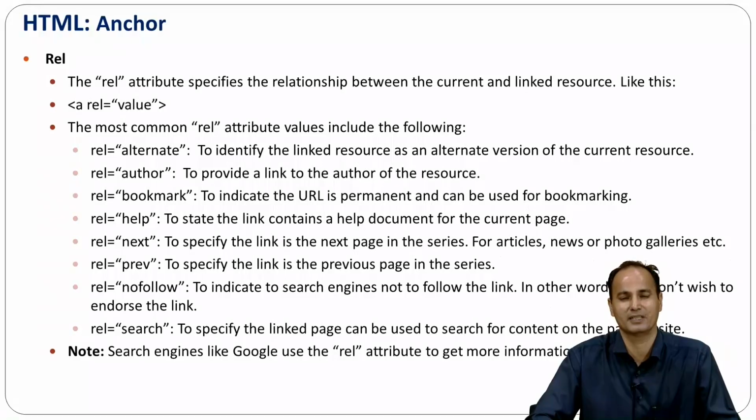The second attribute after href is the rel attribute, the relationship between the current and linked resource. The rel attribute has various values in terms of alternate, author, bookmark, help, next, previous, nofollow, and search. Search engines like Google use rel attributes to get more information regarding the page. You can specify any value in a rel attribute based on your requirement.